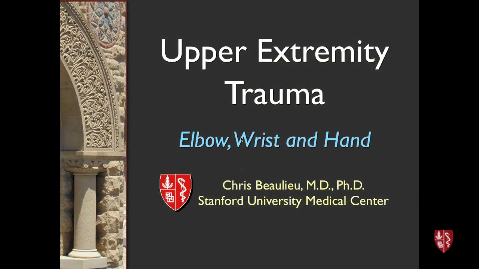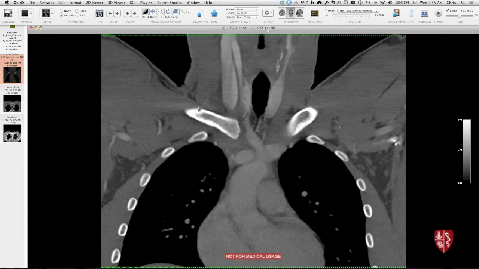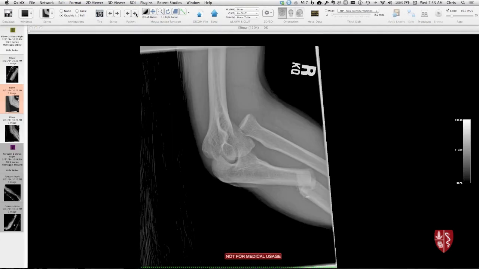All right, so we're going to move on to part 2 here, and this is a combined kind of elbow, wrist, and hand section, so it's quite a bit of information, but I didn't have enough elbow stuff to really go through as a separate package. So let's see how this goes.